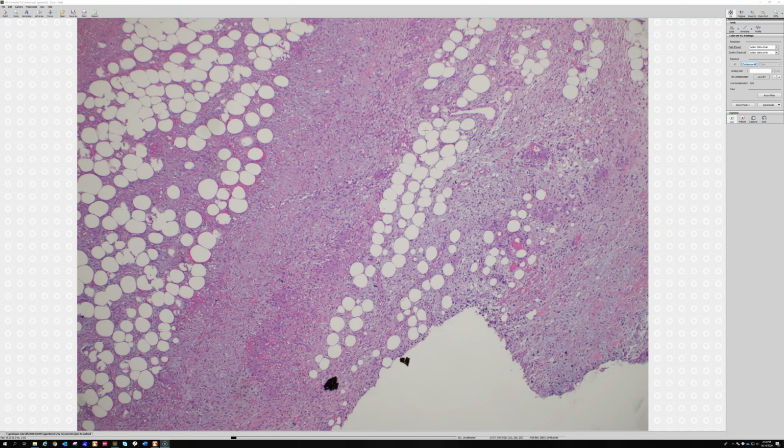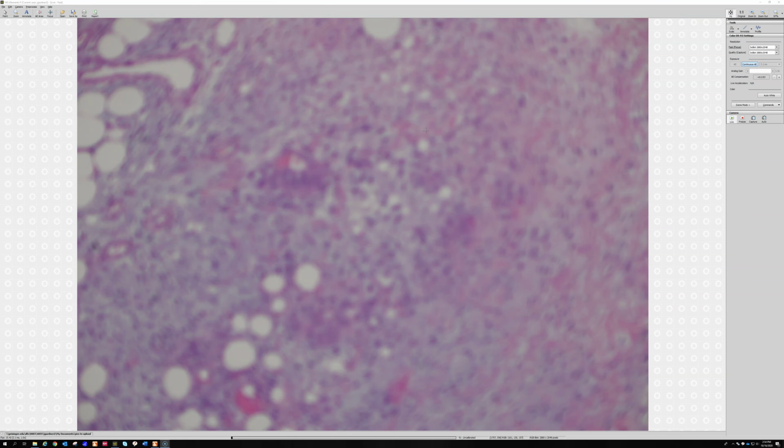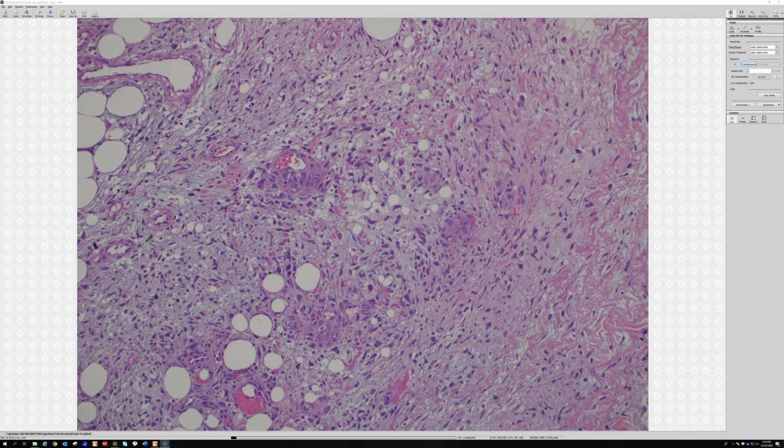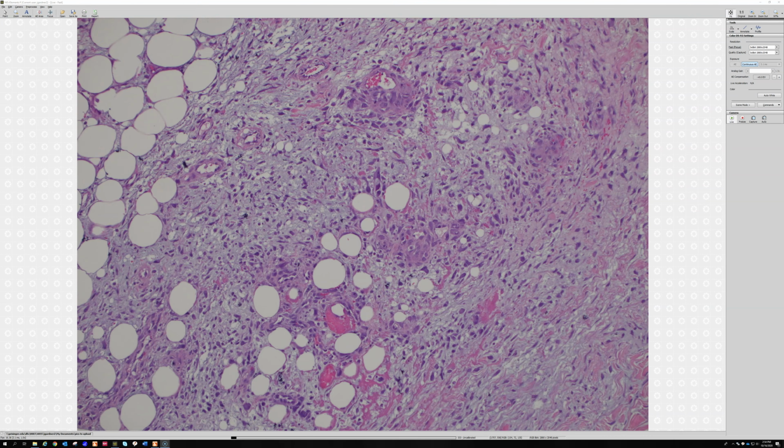But I've shown this slide to many residents and students over the years, and usually people think it's malignant. They usually think it's either liposarcoma or DFSP or myxofibrosarcoma. Many of the fellows I've shown, I've been able to trick with it because it's a very robust and scary example.